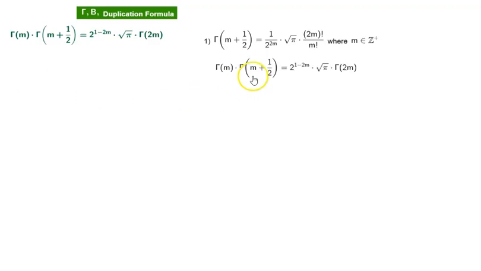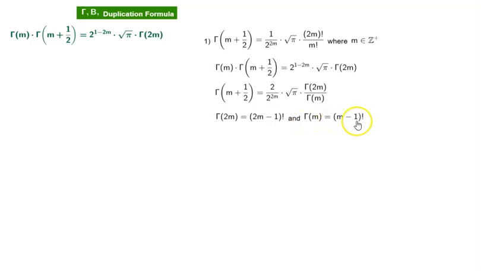So let's see. Gamma of m times gamma of m plus half is equal to 2 to the power of 1 minus 2m times root pi times gamma of 2m. That is our duplication formula. Let's take this gamma of m to the other side. So gamma of m plus half is equal to 2 to the power of 1 times 2 to the power of minus 2m, so that comes down, times square root of pi times gamma of 2m by gamma of m.